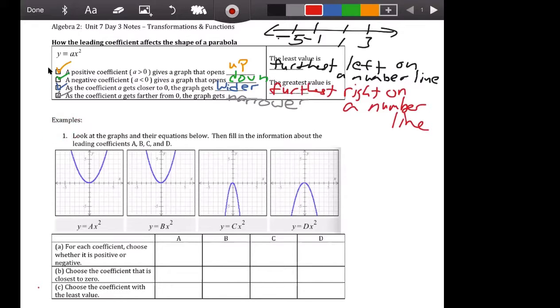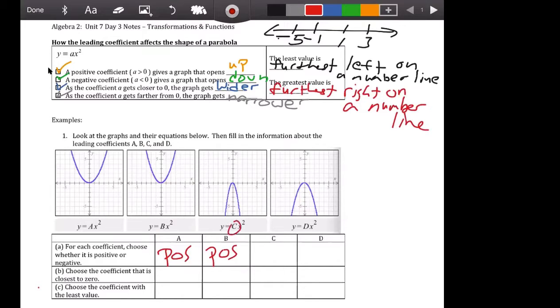Let's do example 1. It says for each coefficient, choose whether it is positive or negative. For the coefficient A, this one right here, ax squared, this is a happy face. Happy people are positive people. So it's positive because your parabola is facing up. It has a big smile. B, again, it's facing up. It's concave up, we say. So it's a positive A. There's going to be a positive number in front of the x squared.